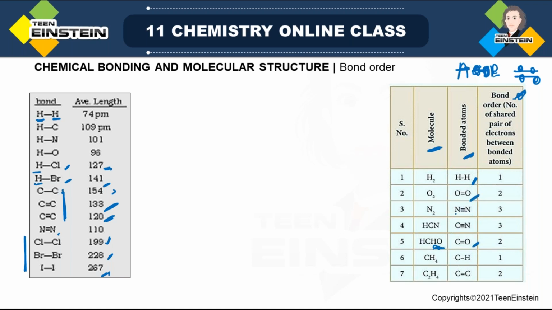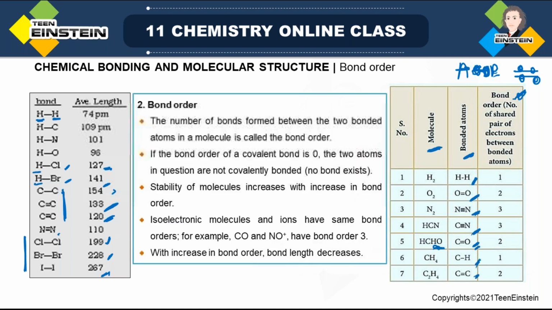Oxygen molecule, 2 bonds are present, so bond order 2. Bond order 3, 3, then 2, 1, 2. Very simple. Fine. So now you know what is bond order.